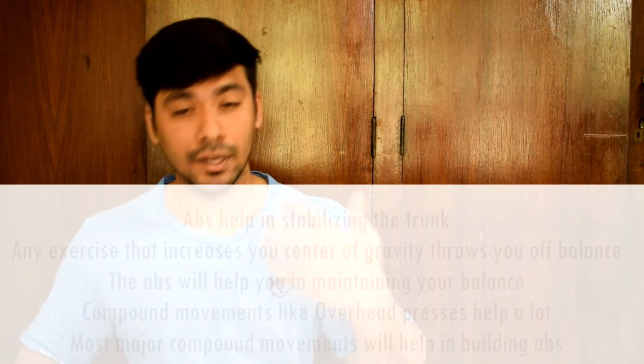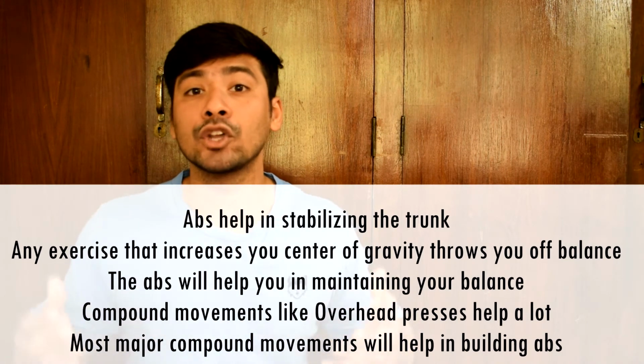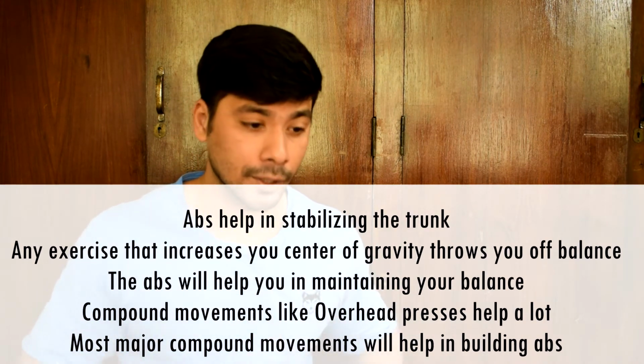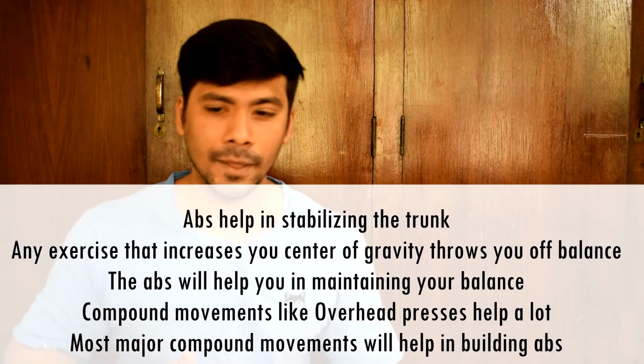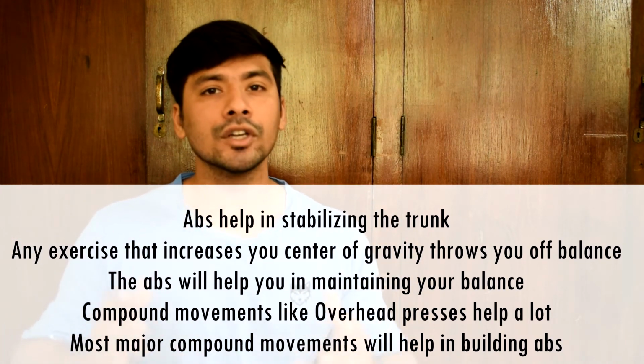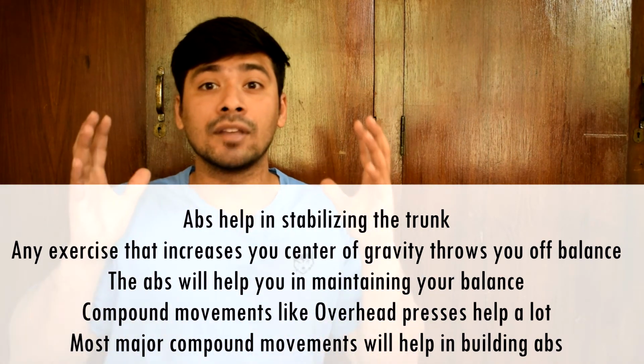So I really hope you guys understand what the function of your abs actually is, and also there are many ways that you can train all of these 3 muscle groups together. For example, doing heavy compound movements where your upper body goes unbalanced. Okay, so a very important function of your core is to provide stability. So whenever you're off balance, your core comes into play in stabilizing your upper body.